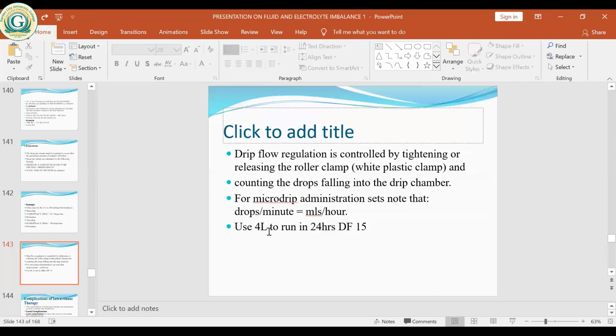So if you can also try this question: you use 4 liters to run in 24 hours. The drop factor is 15. You can also calculate this in addition to the question. So that is it. I always let you work for some time and become familiar with the calculations.